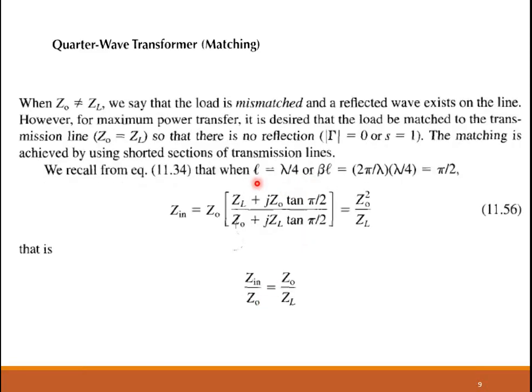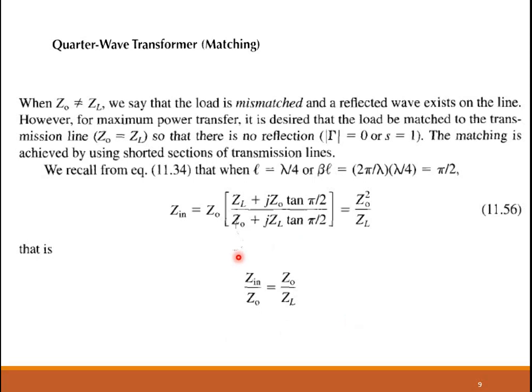So the explanation is, L is lambda by 4. That means the length of the new section that is added is lambda by 4. If L is lambda by 4, what happens to beta L? We know that lambda is 2 pi by beta, so beta can be written as 2 pi by lambda. L is lambda by 4, so beta L becomes pi by 2. In the expression for input impedance that we derived earlier in this lecture, when it becomes tan pi by 2, this reduces to Z0 square by ZL. So you get this relation.